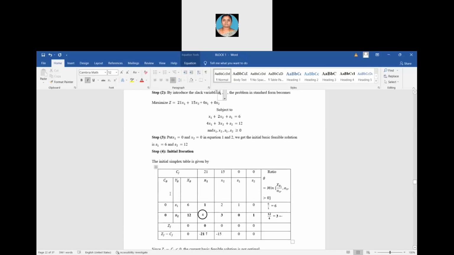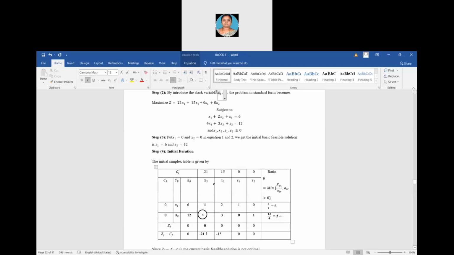And in the first columns CB, YB, XB: CB, for the initial iteration, is going to be 0 all the time. YB means the variables you have introduced, so you write S1, S2. And the corresponding values, 6 and 12, we have got, so we enter them here. So these are the first three columns.